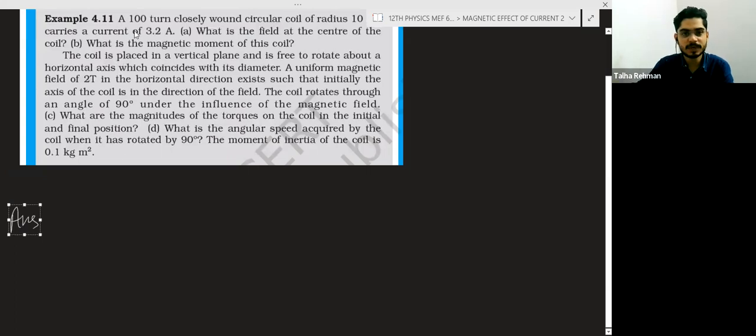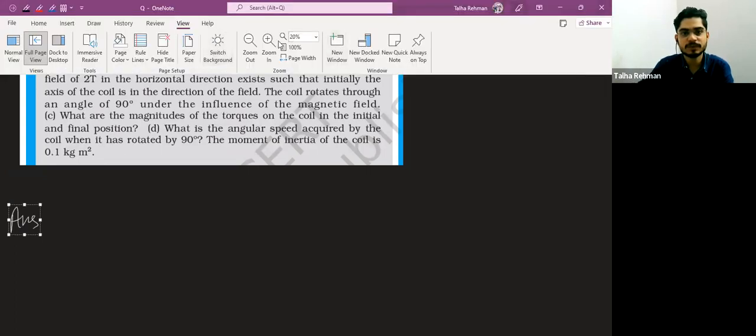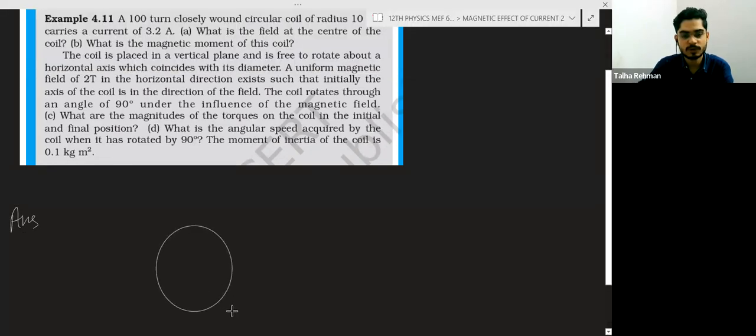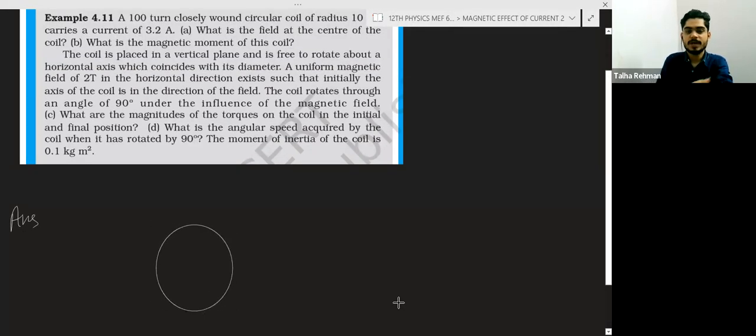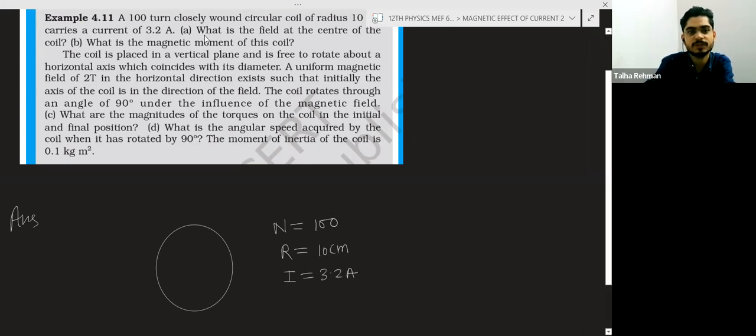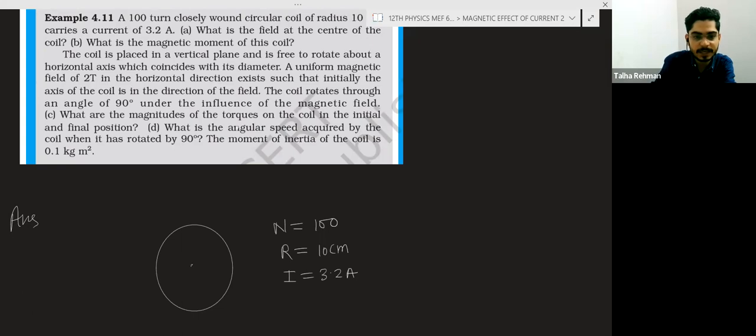So we have a circular coil having the number of turns equal to 100. So I am taking one circular coil, and the number of turns in this coil is 100, and the radius of the coil is 10 centimeter, and the current in the coil is 3.2 ampere, given in the question. All the data is given in the question, and they are asking: find the magnetic field at the center of the coil.